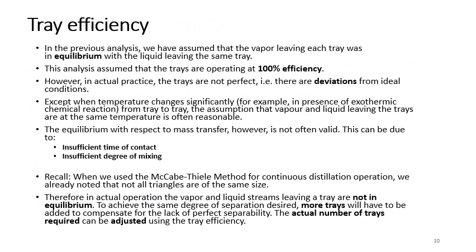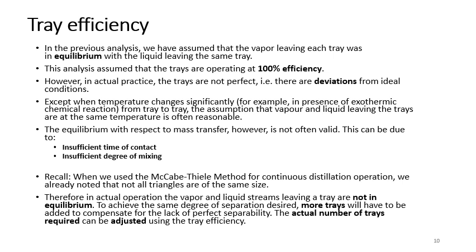Okay, moving on to tray efficiency. In the previous analysis, i.e. in the previous topics, we have assumed that the vapor leaving each tray was in equilibrium with the liquid leaving the same tray. So we assume that the trays are operating at 100% efficiency. However, in real life, this is not the case, and the vapors leaving the tray rarely achieve the equilibrium composition with the liquid leaving the same tray. In practice, we need to have more trays to get the actual value of equilibrium composition.